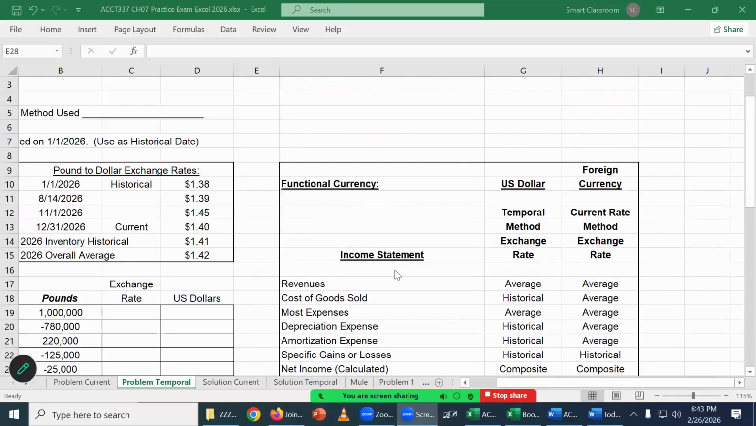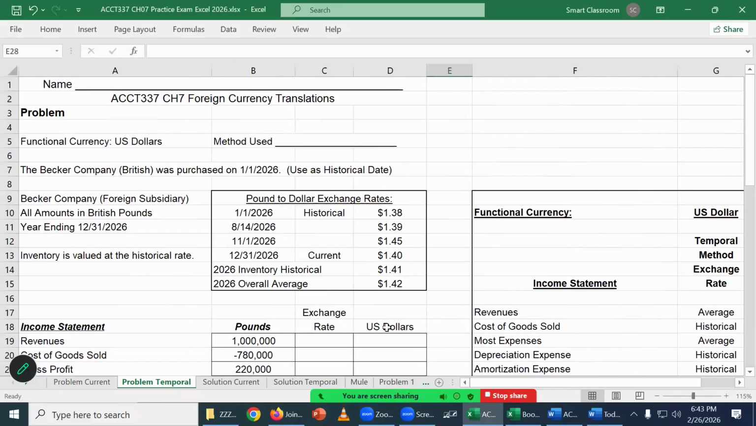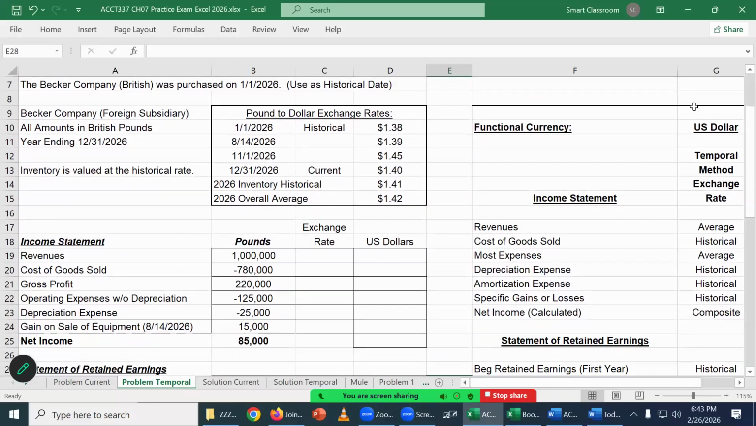Okay, so the temporal method is, why am I spacing so funny? There we go. I'm sorry. There we go. Okay.